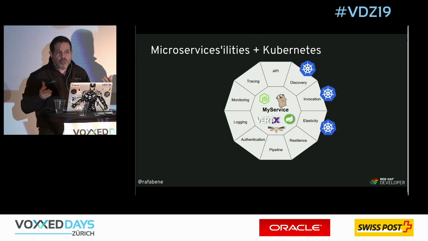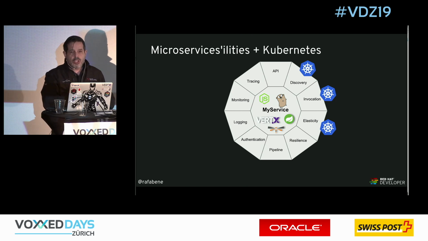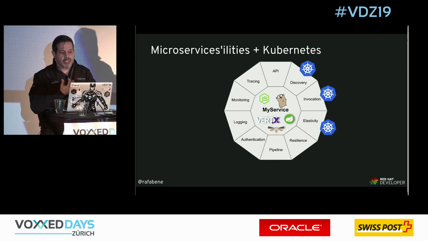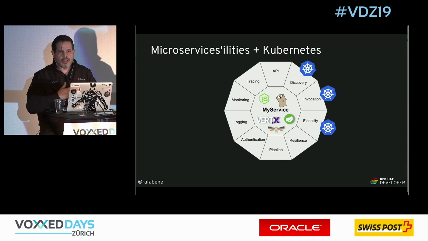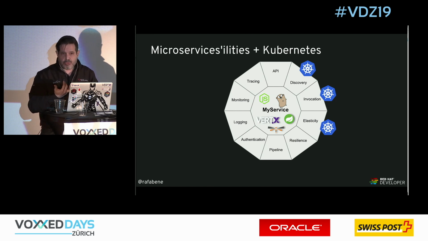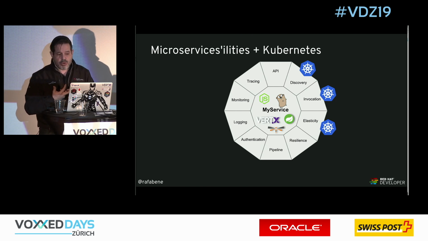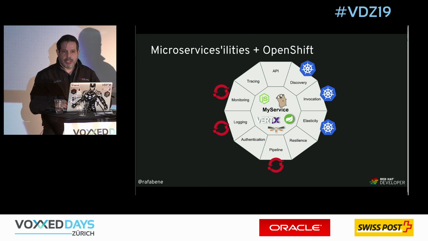So for example, if you take your Java application and place it inside Kubernetes, you will have discovery for free. So you don't need Eureka or Ribbon. You will have invocation for free. You have elasticity for free. Plus, OpenShift, because OpenShift provides pipeline, you will have pipeline, you will have logging, you will have monitoring.